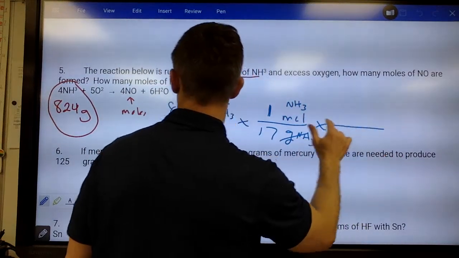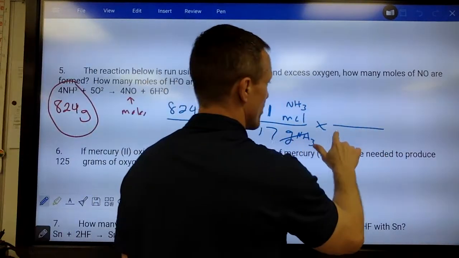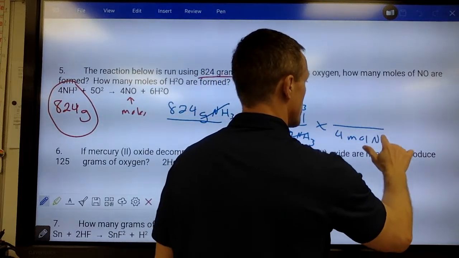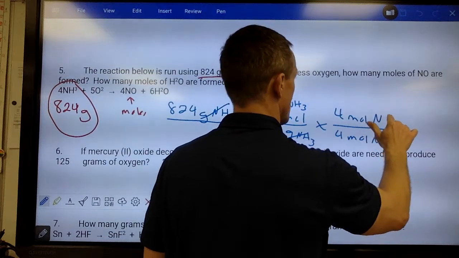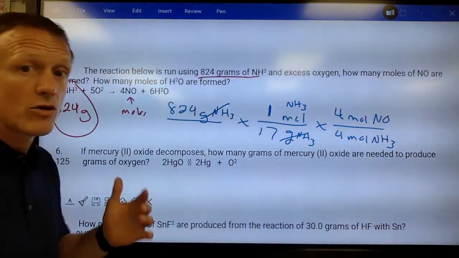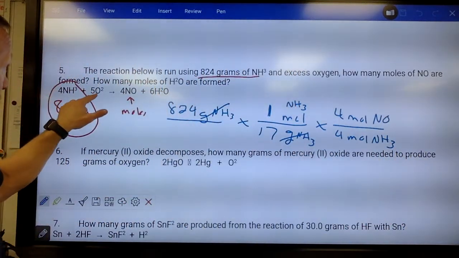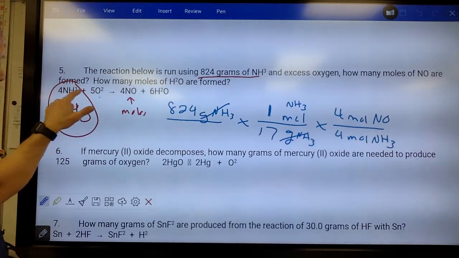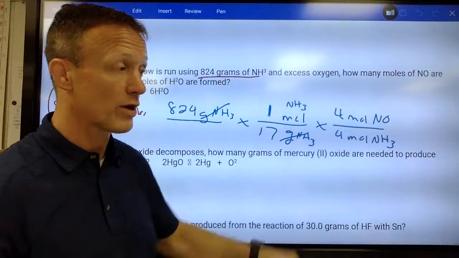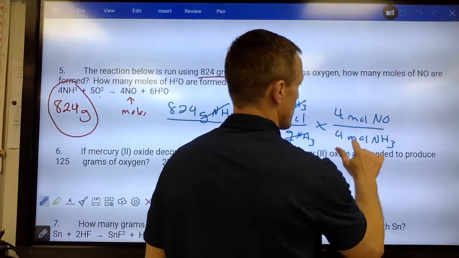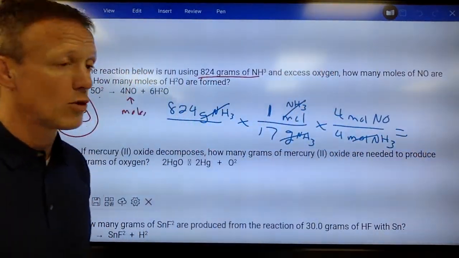Now I do my ratio, which is a 4-to-4 ratio. For every 4 moles of NH3, there's 4 moles of NO. Again, we could have been going to something else. We could have been going like this to oxygen, then we'd do a 4-to-5 ratio. Or this to water would be a 4-to-6 ratio. This to NO is just a 4-to-4 ratio. So that and that cancel. We're at moles of NO, so we stop.